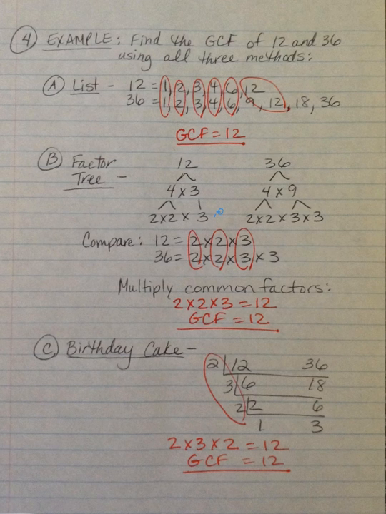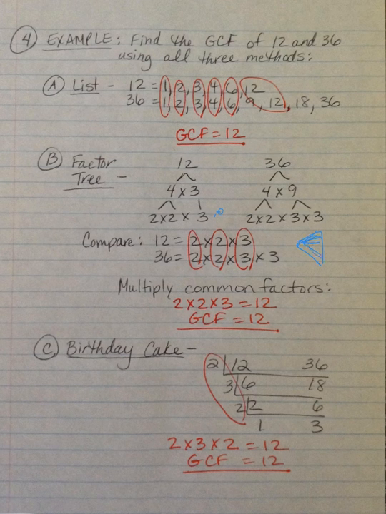Then if I look at 36, I took out 4 and 9 because 4 times 9 equals 36. But 4 and 9 are both composite, so I have to keep going on both of them. So 4 breaks down to 2 times 2, and 9 breaks down to 3 times 3, and then I multiply those together. So my prime factors of 36 are 2 times 2 times 3 times 3. And so I list them here to compare them.